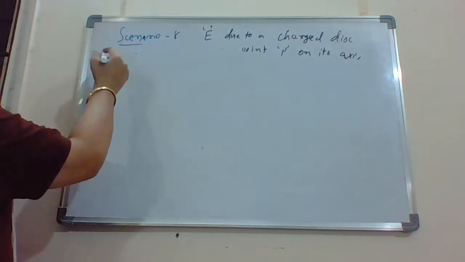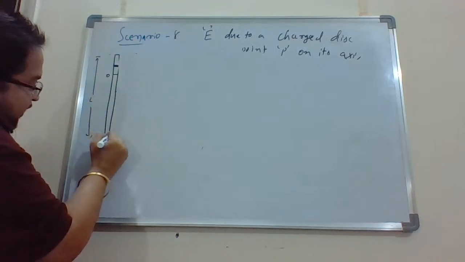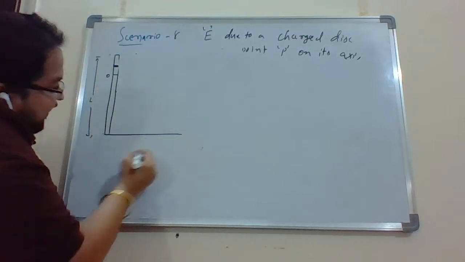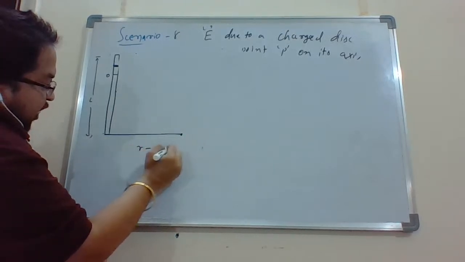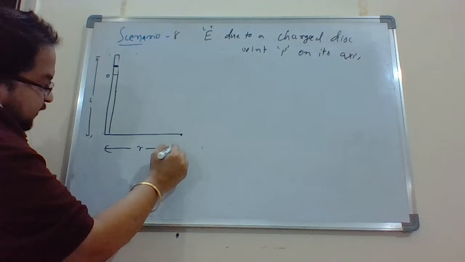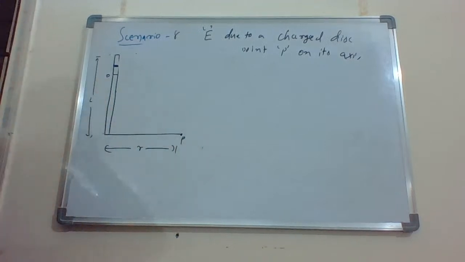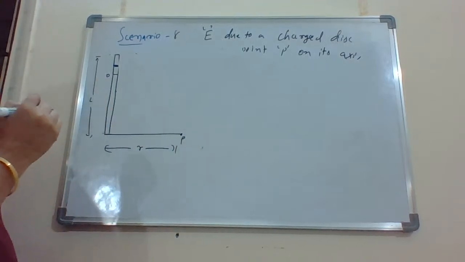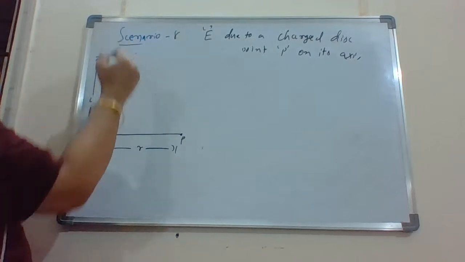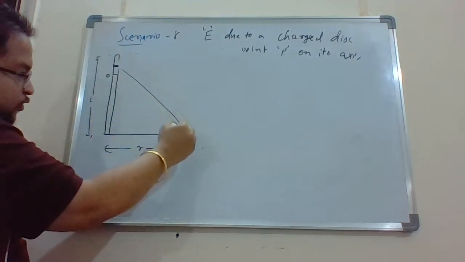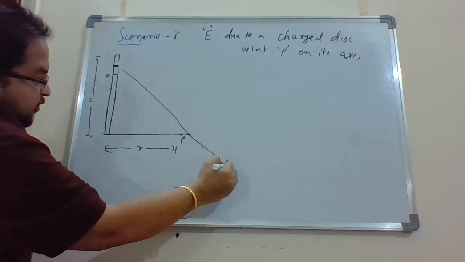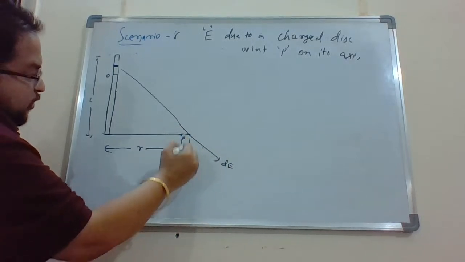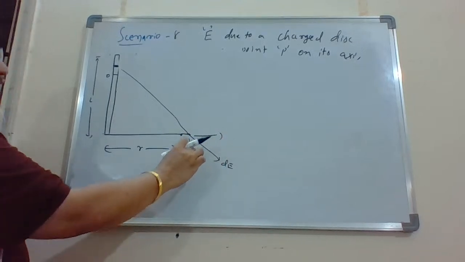Okay, so say this is a rod, and suppose from one end at a distance r there's a point P, and we want to find the net electric field intensity. Here again, the same thing: your dE will be here, and you will have both the components of dE.